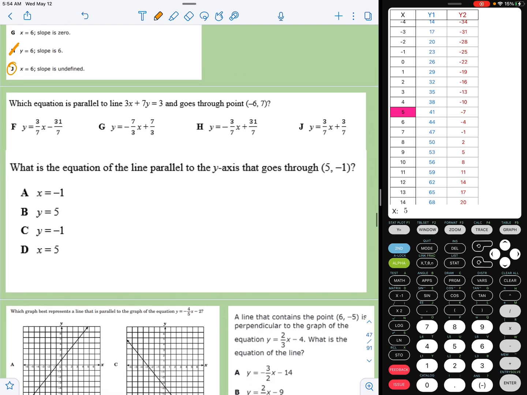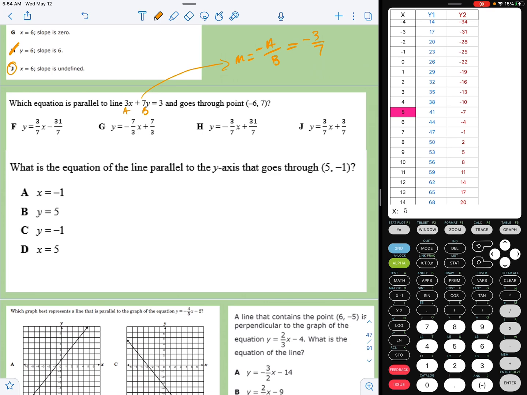All right, it says, which equation is parallel to the line 3x plus 7y equals 3 and goes through the point negative 6, 7? What we want to note here is that whenever we have this standard form, right? And of course, I taught you that to find the slope, we can take our negative a and divide it by our b. So a is 3, b is 7. So our slope is negative 3 over 7.